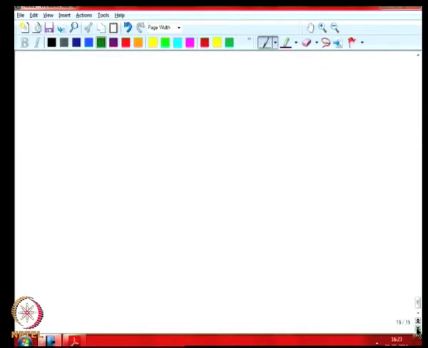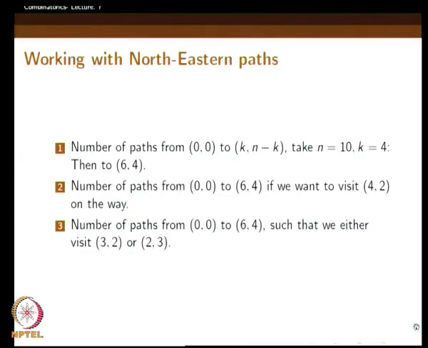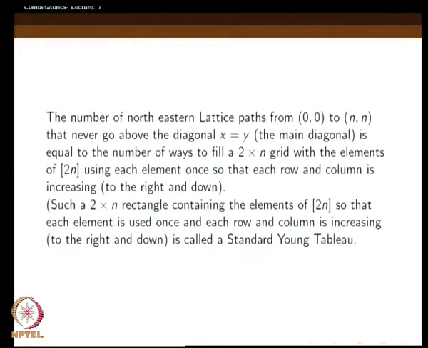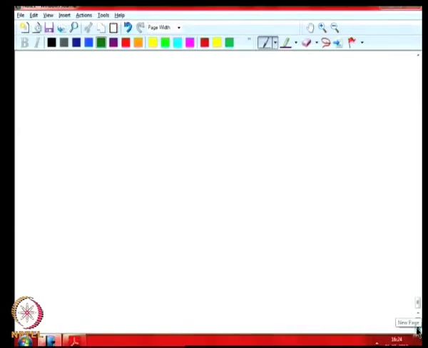Yes, now we will look at another question. Here is a slightly more sophisticated counting. This time we want to count the northeastern paths from 0 0 to n comma n, but we should make sure that our car never crosses the x equal to y diagonal, the main diagonal.